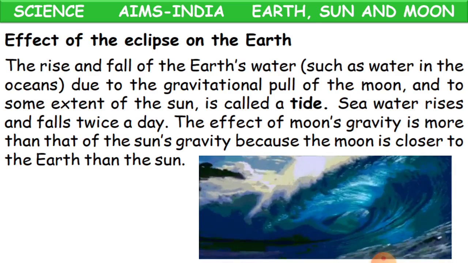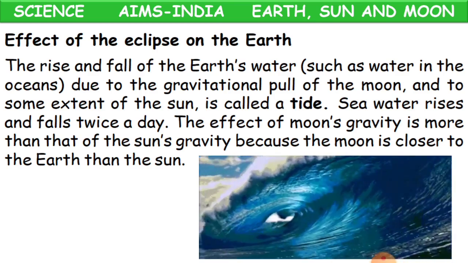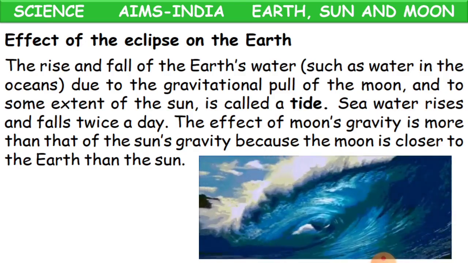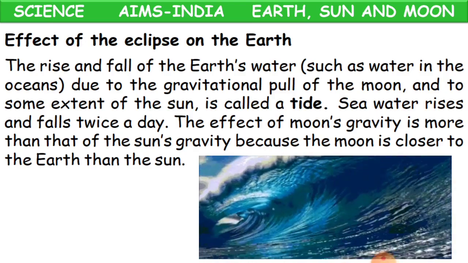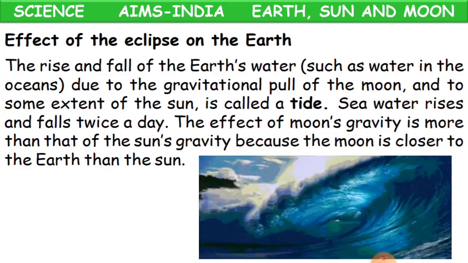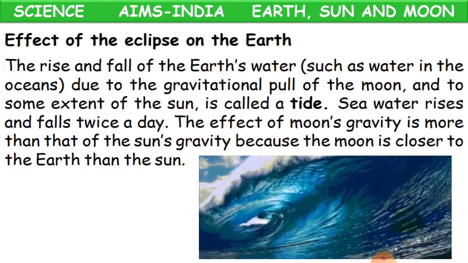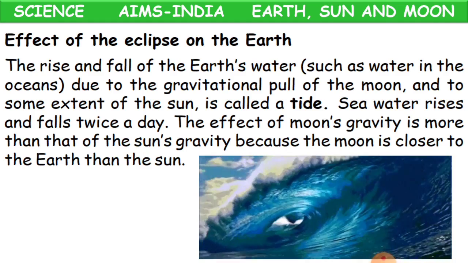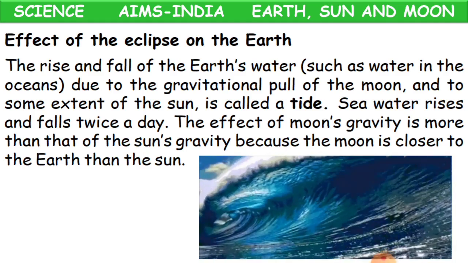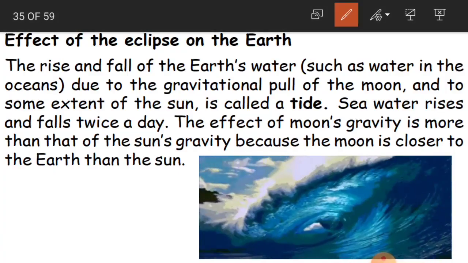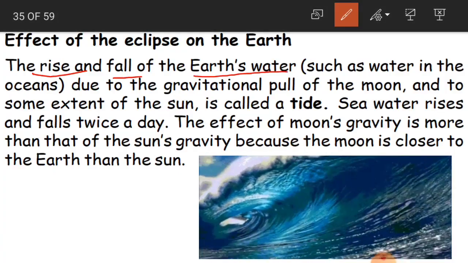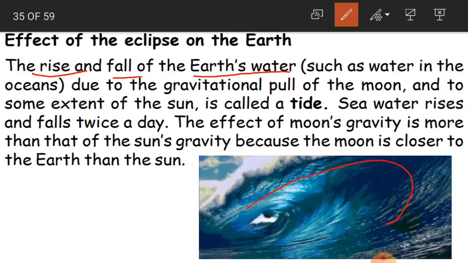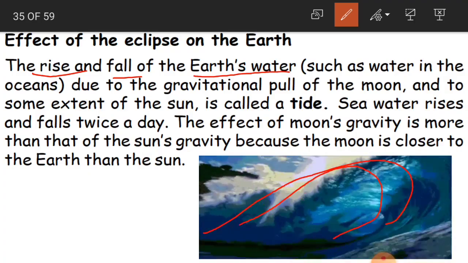And now see here something very interesting in the picture. Yes, what is this? This is nothing but a tide. Tide, okay. So you will get this tide in the oceans. This is an effect of the eclipse on the earth. Let us see the effect of the eclipse on the earth. So the rise and fall of the earth water. See, it is rising and falling, rising and falling.